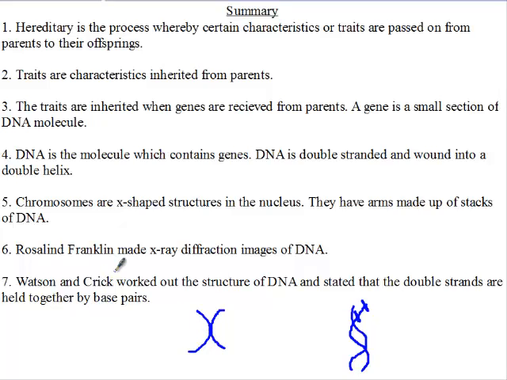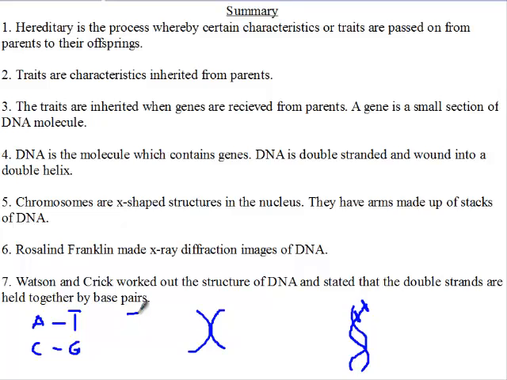Rosalind Franklin made X-ray diffraction images of DNA. So she started everything. And then Crick and Watson worked out the structure of DNA and stated that the double strands are held together by base pairs. And then we found out that the bases are A, which always pairs with a T, C, which always pairs with a G.